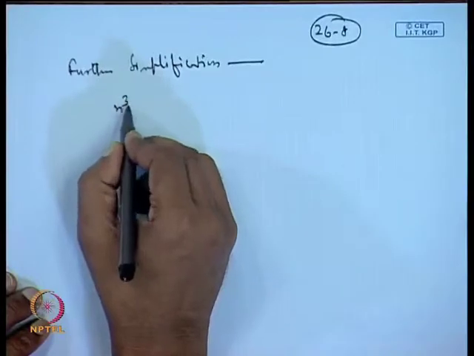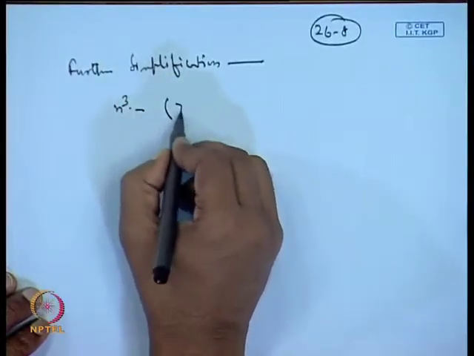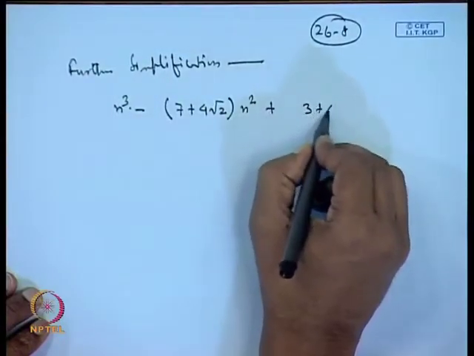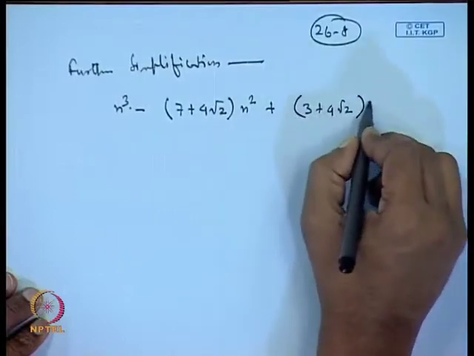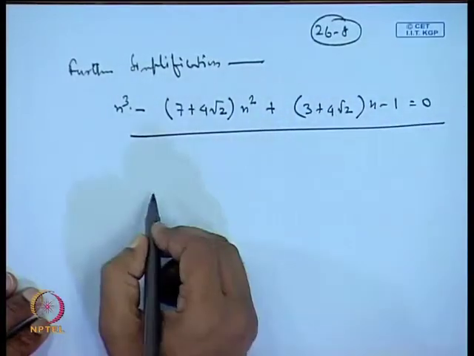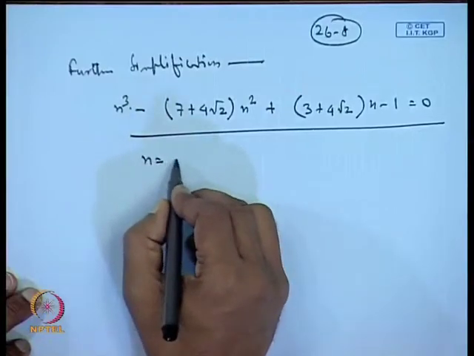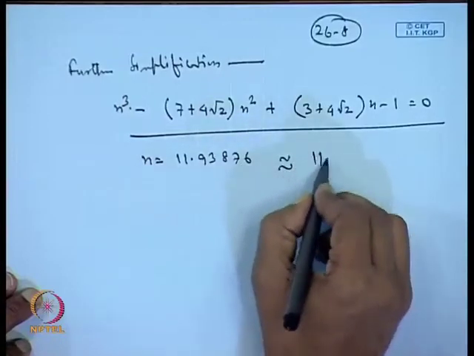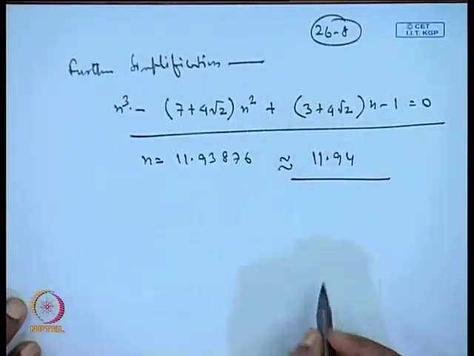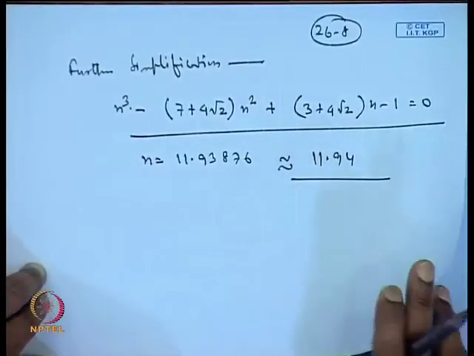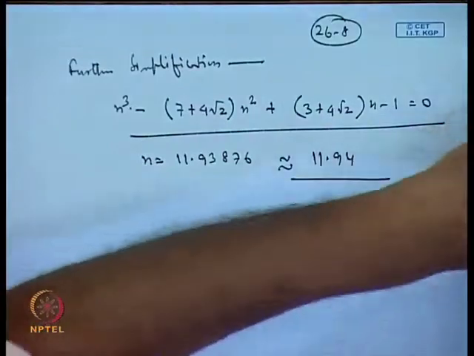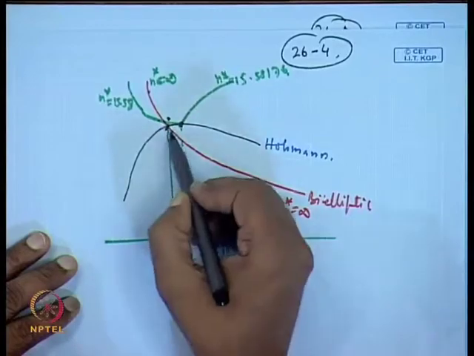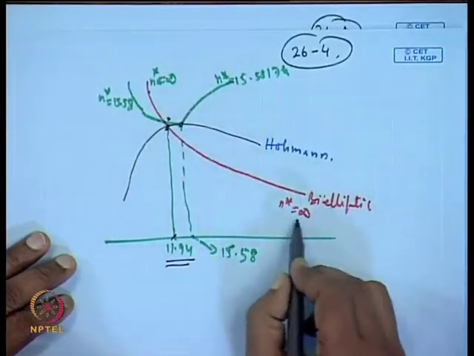This will result in a cubic equation and you can solve it on MATLAB, and this will give you n equal to 11.93876, which I have approximated as 11.94. Okay. So, this is the solution that we got last time. We have used this last time here in this place. This is the cutting point for the Hohmann transfer and the bielliptic transfer for the limiting case.